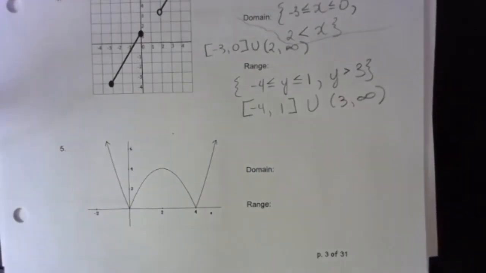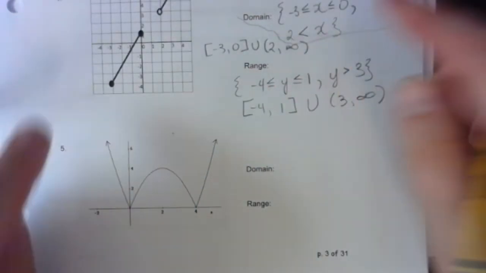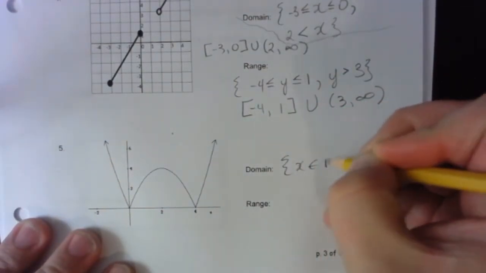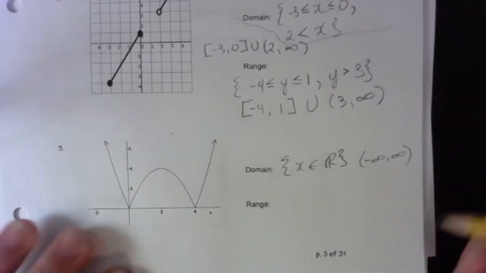So let's see, what kind of domain does it have? Well, it looks like, again, these arms are going up forever. So x can be anything. So once again, x is an element of all reals, or negative infinity, infinity.